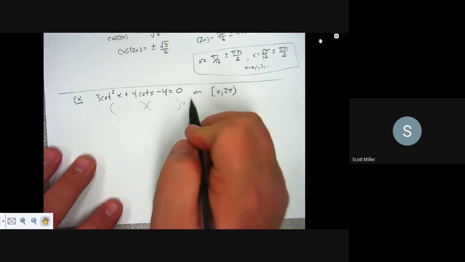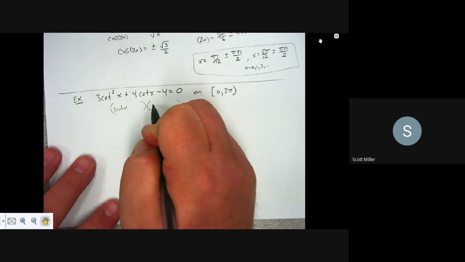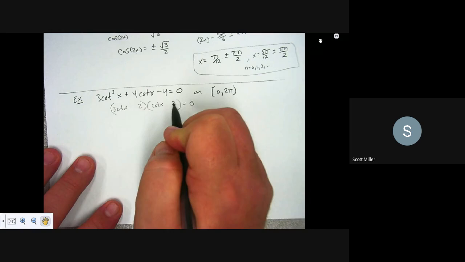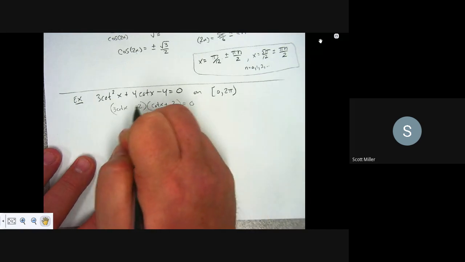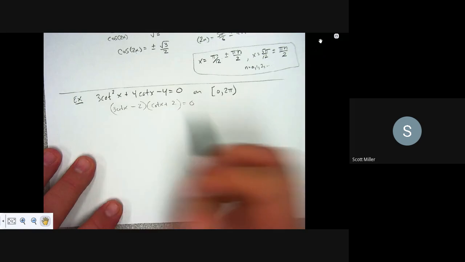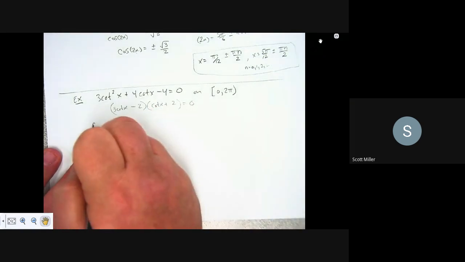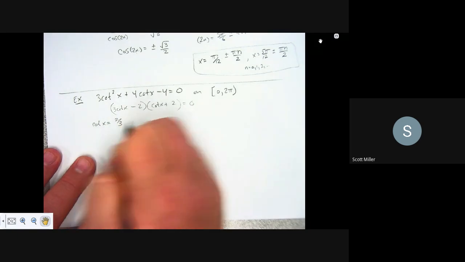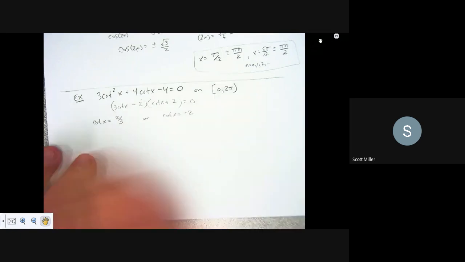Factoring is always quicker than the quadratic formula. So you want to make sure that you try to factor things as much as possible. So 3 times 2 is 6. 2 times 1 is 2. So if I subtract the 2 from the 6, I get a positive 4. There's my two equations right there. So I know that the cotangent of x equals 2/3, or the cotangent of x equals -2.